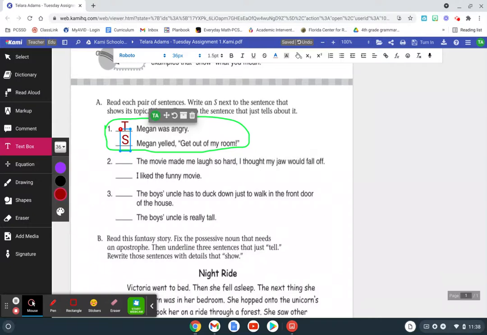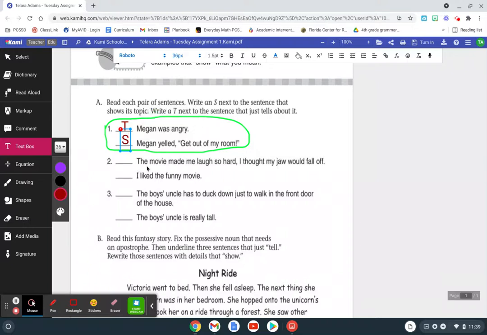Let's take time to process that. I'm going to say that again. The first one, Megan was angry, is simply telling the reader that she was angry. How do we know she was angry? We don't know. The author just said Megan was angry. But in our second sentence, Megan yelled, "Get out of my room." Now, how do we know she's angry? Because she yelled. So that's what I mean by show.